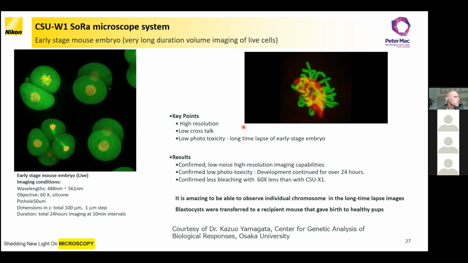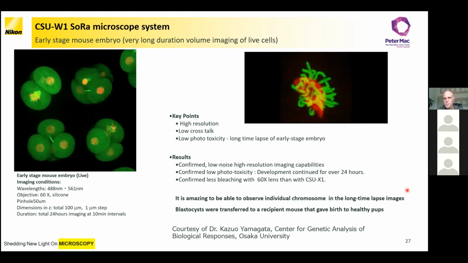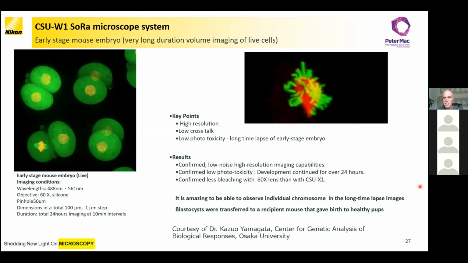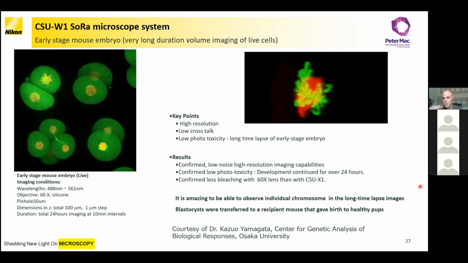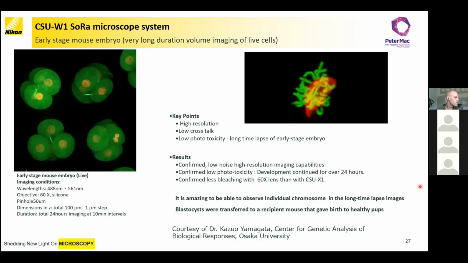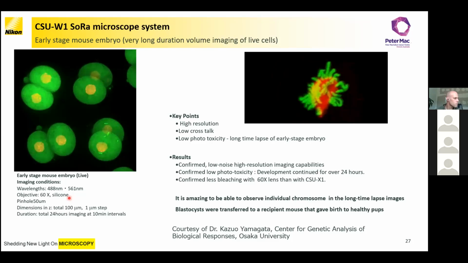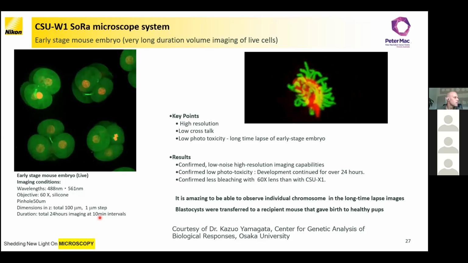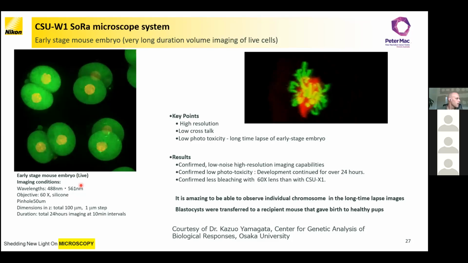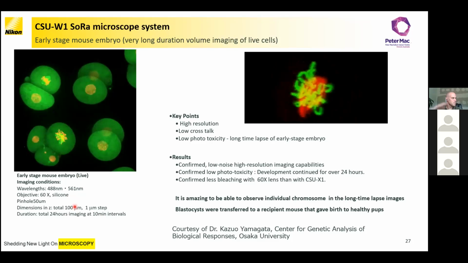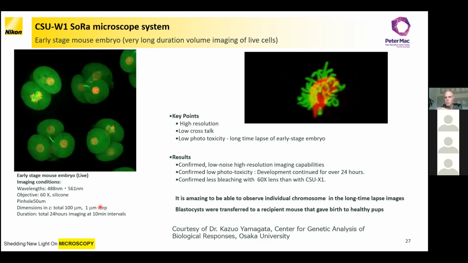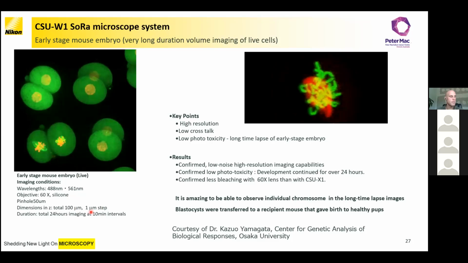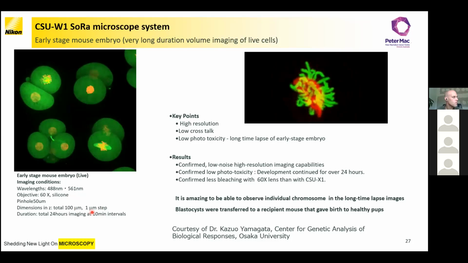This is a similar example. The mouse embryos were injected, and confocal multi-layer images were collected over a period of 24 hours, imaging at 10-minute intervals. So, what can we see? As you can see, dimensions are 100 microns deep. They were collected at 1 micron intervals every 10 minutes. So there's a lot of images being collected here, a lot of data.